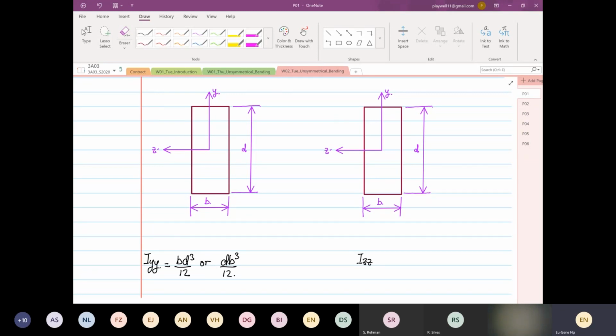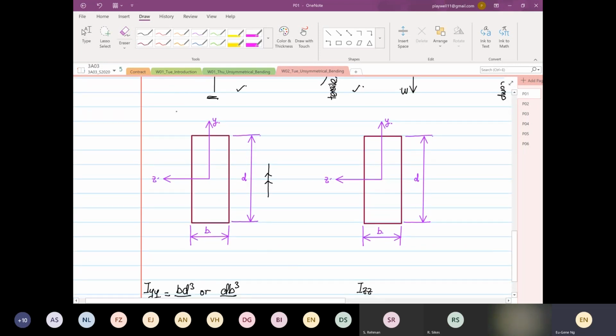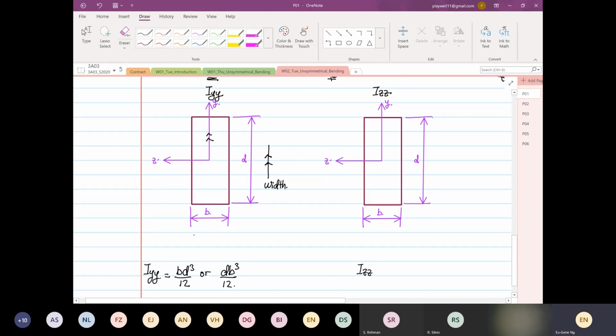Anything that is parallel to the axis, this direction, we're looking at IYY now. So on the left hand side, I want to focus on IYY. I put down here IYY. On the right hand side is your IZZ. If we look at IYY, this is our YY axis, and this line I draw is parallel to it. This will be your width, and perpendicular to the axis, this is your depth.